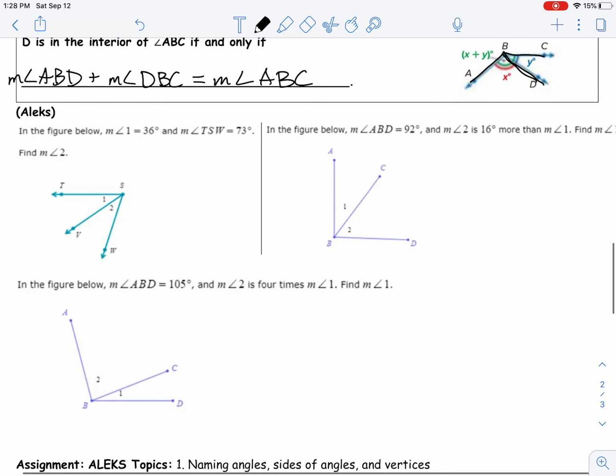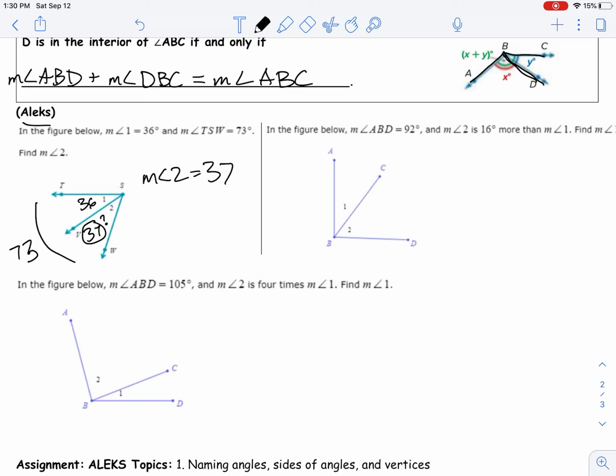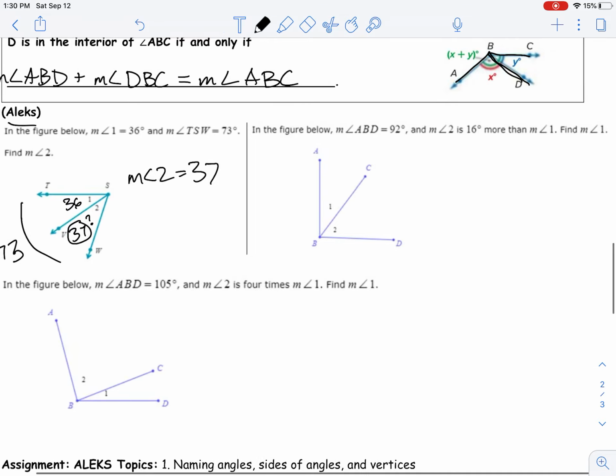All right, so this question that's coming up here is one that we will see on your Alex homework. It says, in the figure below, the measure of angle 1 is 36. And the measure of TSW, which is the whole thing, T to S to W, is 73. So I'm just going to do this to show the whole thing is 73. It wants us to find the measure of angle 2. Well, if the whole thing is 73 and that measure of angle 1 is 36, I just have to subtract them. So 73 minus 36, that means this one has to be 37. So the measure of angle 2 equals 37.